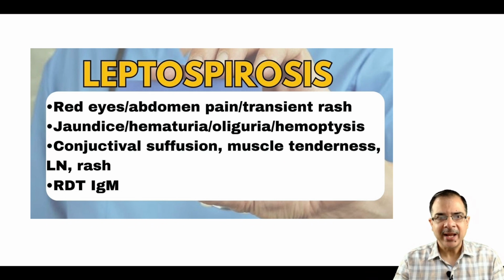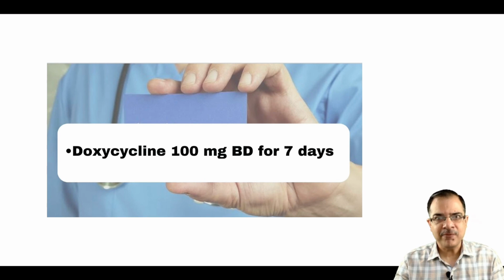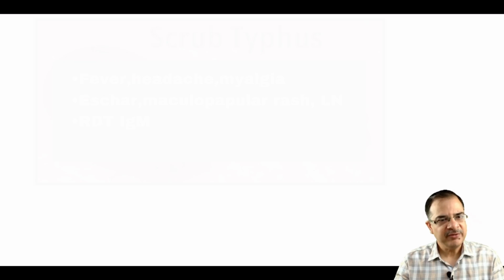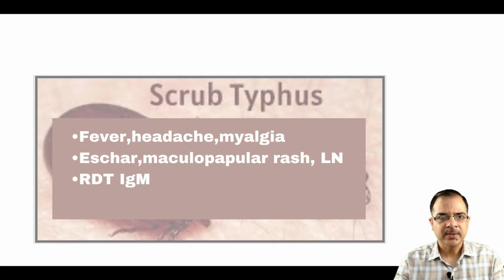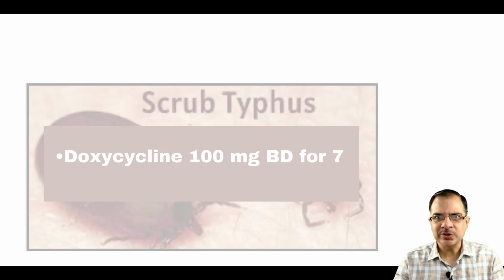Patient has red eyes, abdominal pain, and a transient rash. Jaundice is there, oliguria, hematuria, hemoptysis. Always suspect this is a case of leptospirosis, diagnosed by rapid diagnostic test IgM antibody. Doxycycline is given twice a day for 7 days. Fever, headache, myalgia. There is a rash and lymphadenopathy. Rapid diagnostic test IgM is positive. Scrub typhus. Doxycycline twice a day for 7 days.